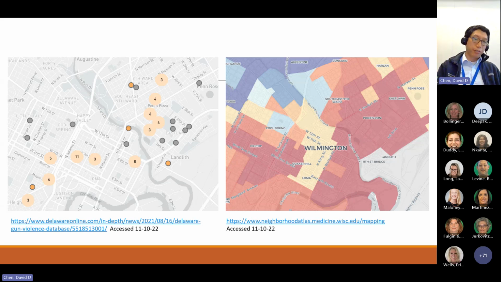Here on the left is a map of Wilmington City and the distribution of different gun violence episodes, shootings, community violence exposures that occur in different neighborhoods here. And then kind of overlaid with that on the right side, you see a mapping of social vulnerability index, or area deprivation index, in different neighborhoods. And kind of unsurprisingly, areas with higher deprivation index are more associated with gun violence.